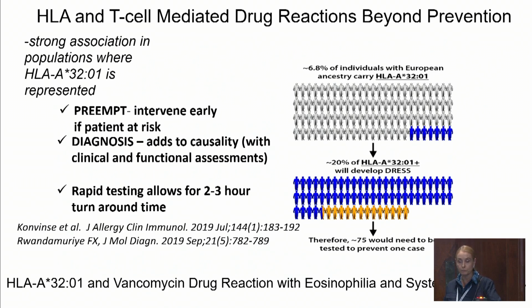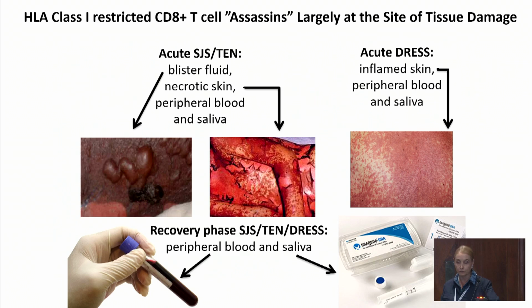Just beyond prediction and prevention, we have shown an association with an antibiotic, vancomycin, with HLA A3201, and think this will be more useful to be used for diagnosis and preemptively, because vancomycin is often co-dosed with antibiotics and it becomes an issue of which drug has actually caused the reaction. And you also have a time window to do screening after you've started an antibiotic for life-threatening infection.